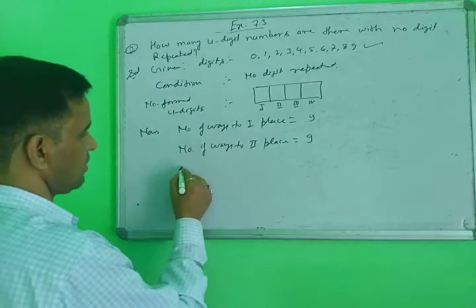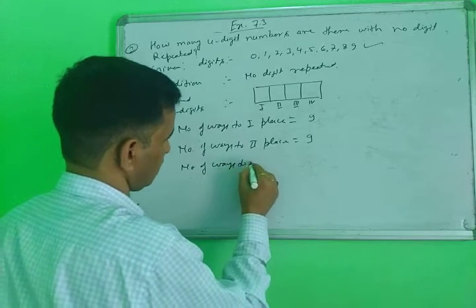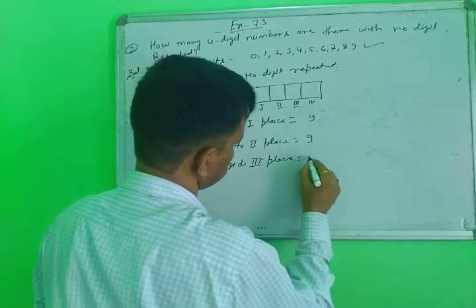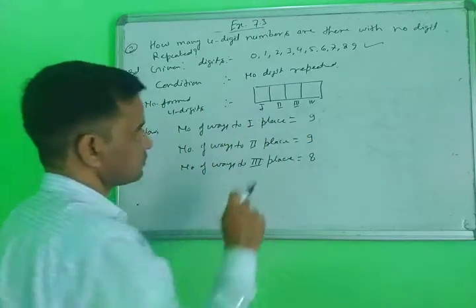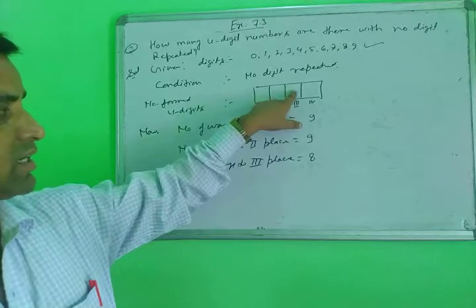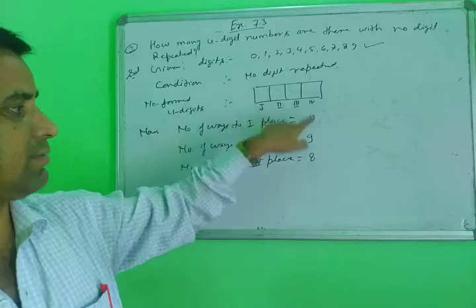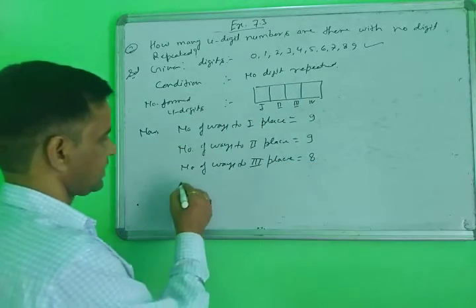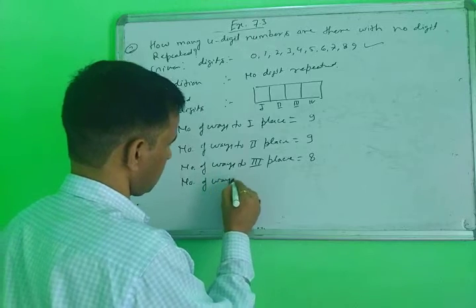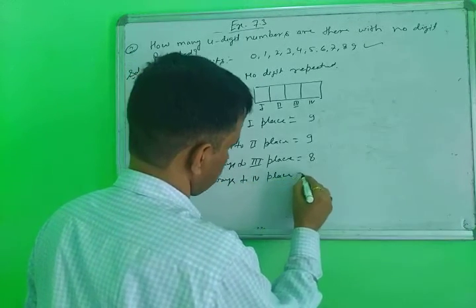Same thing for the number of ways to fill the third place. This is 8, because 2 digits are already used, so 8 digits are left. And next, the number of ways to fill the fourth place. This is 7.